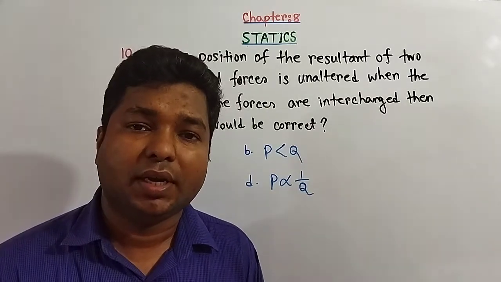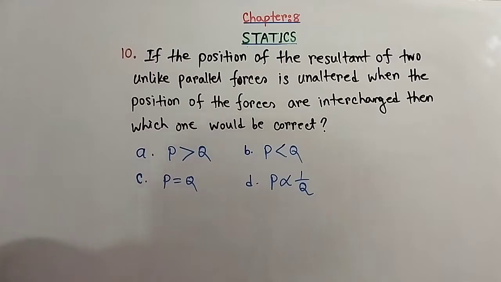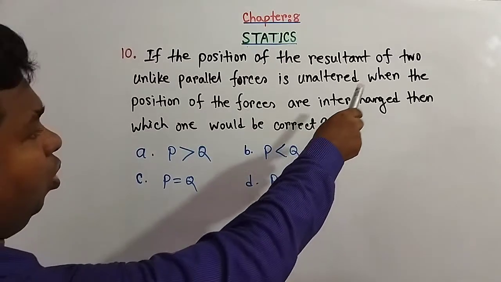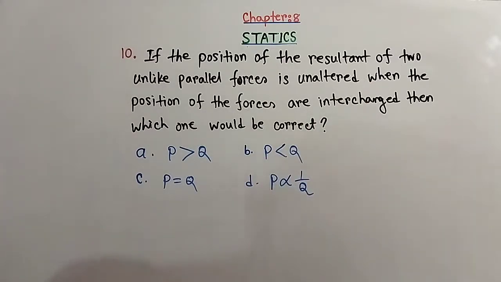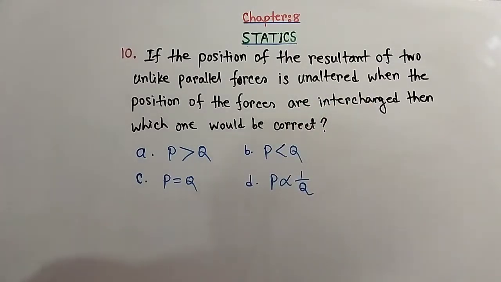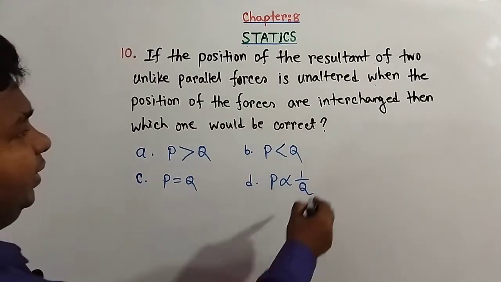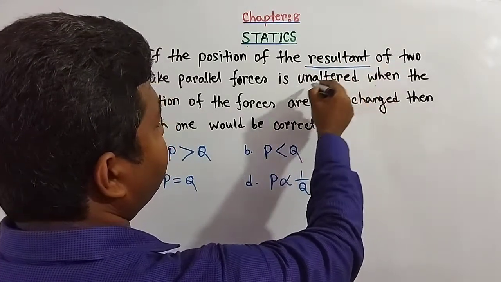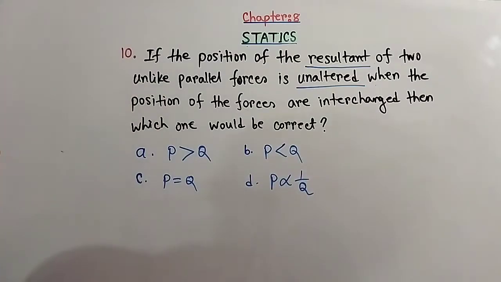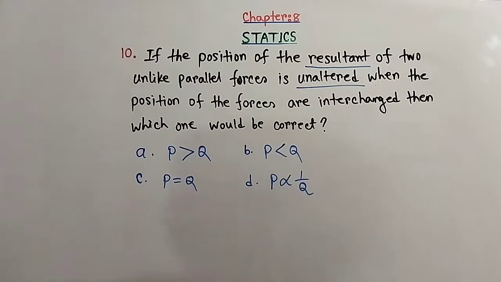My dear students, now our today's last MCQ question, question number 10. If the position of the resultant of two unlike parallel forces is unaltered when the positions of the forces are interchanged, then which one will be correct? In this question, it is said that the resultant force is unaltered and hence the forces will be equal. So our answer is option C, that is P equal to Q.